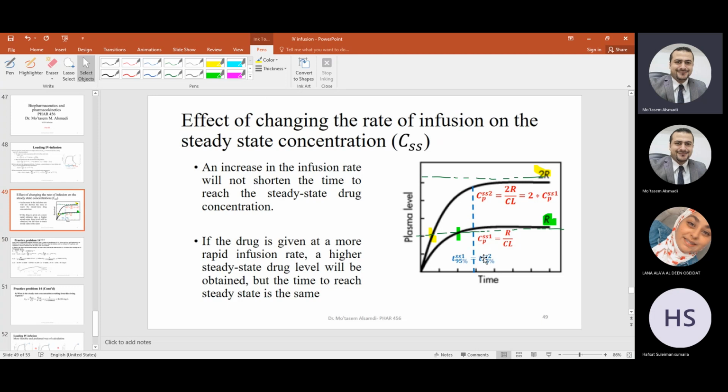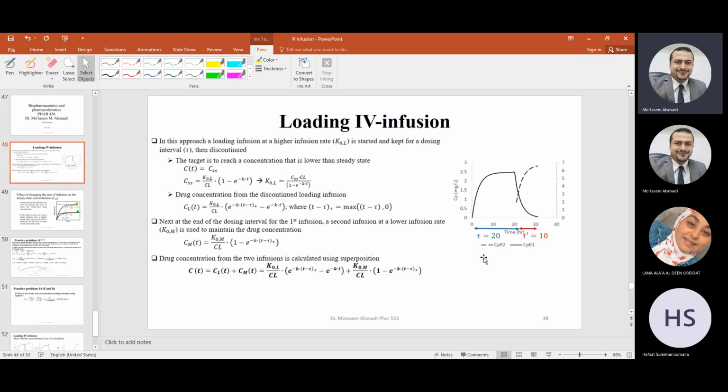Now you have two inputs in this case. What would the scenario be? You give a loading IV infusion, a faster infusion for a shorter period of time. Then you stop it. What will happen to that part? It will start to decay. At the same time point where you stop the loading IV infusion, you start a maintaining IV infusion. Again, here we have how many inputs? We have two inputs, right? The loading IV infusion and the maintaining IV infusion.